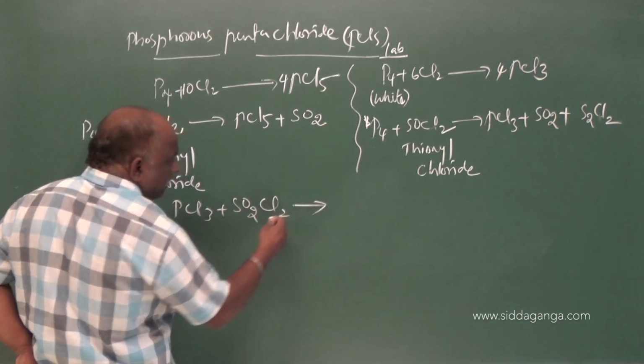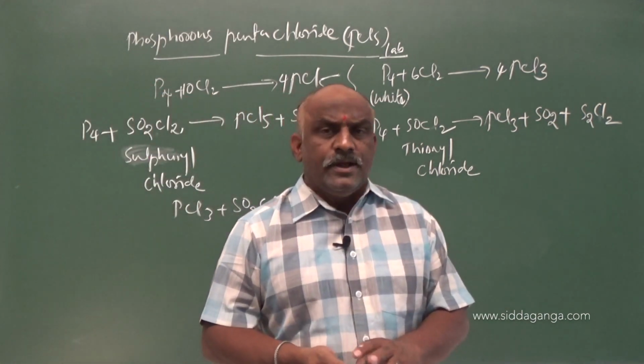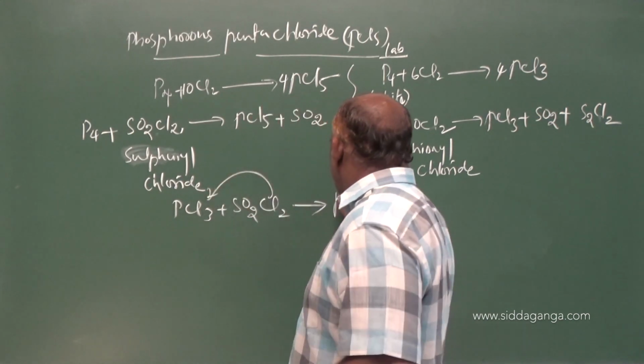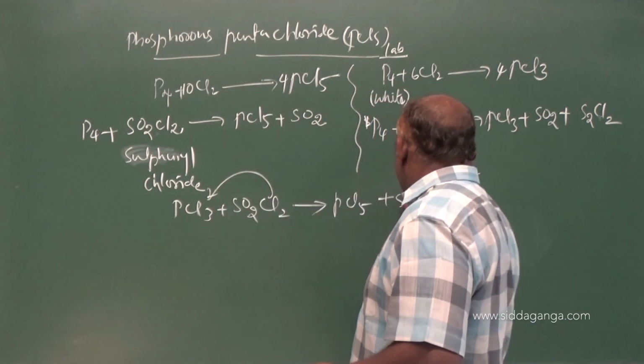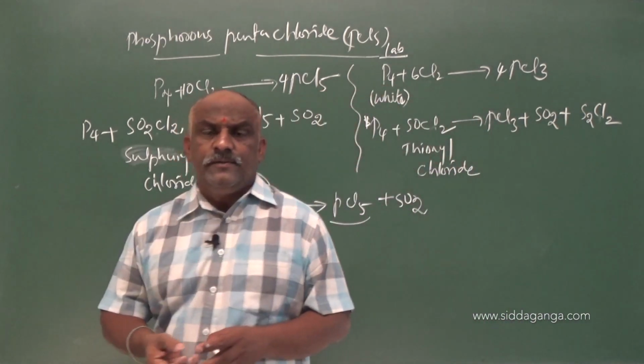What is SO2Cl2? All of you know about this. SO2Cl2 is called sulfuryl chloride. Just interchange here. What we will get? PCl5 plus SO2. This is also one of the preparations of phosphorus pentachloride.